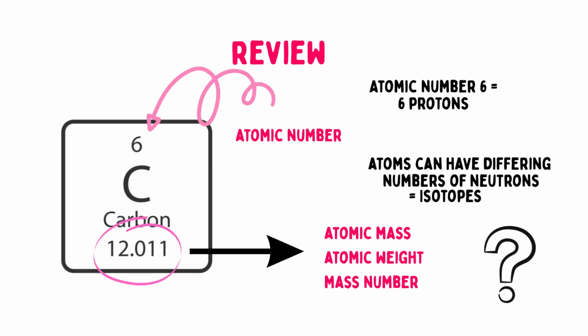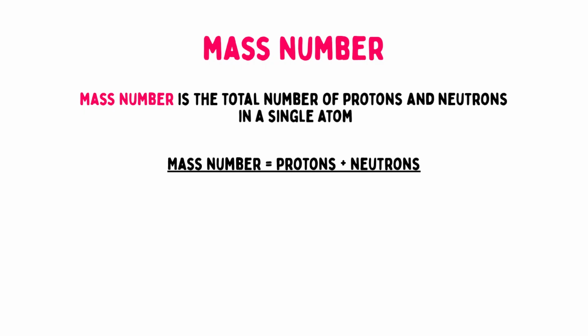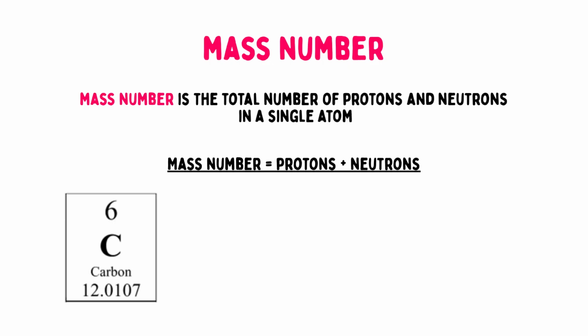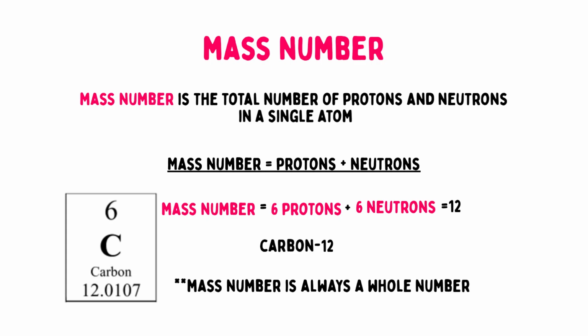Let's start with the mass number. The mass number is the total number of protons and neutrons in a single atom. So the formula is mass number equals protons plus neutrons. For example, let's look at carbon. A carbon atom has 6 protons. If it also has 6 neutrons, then mass number equals 6 plus 6 equals 12. So this atom is called carbon-12. The mass number is always a whole number because you're just counting particles, no decimals.